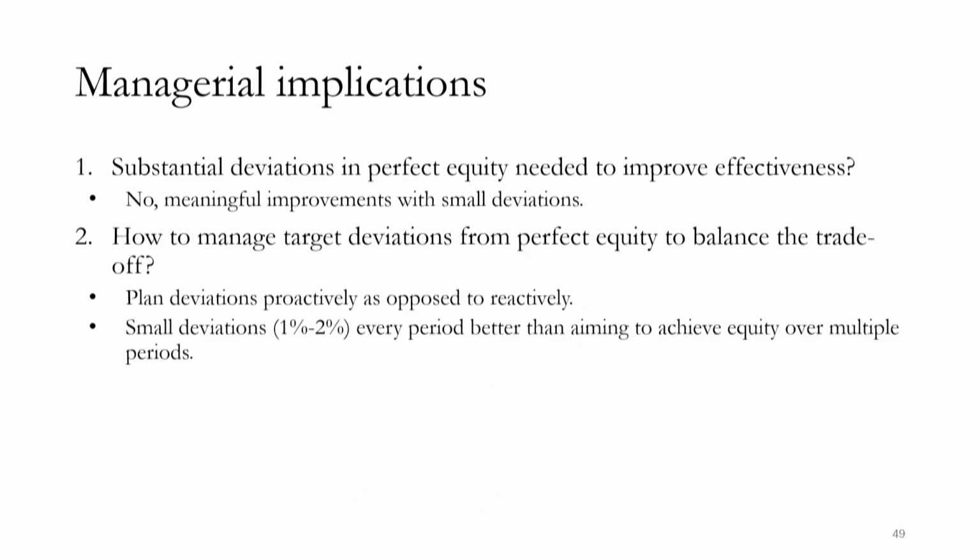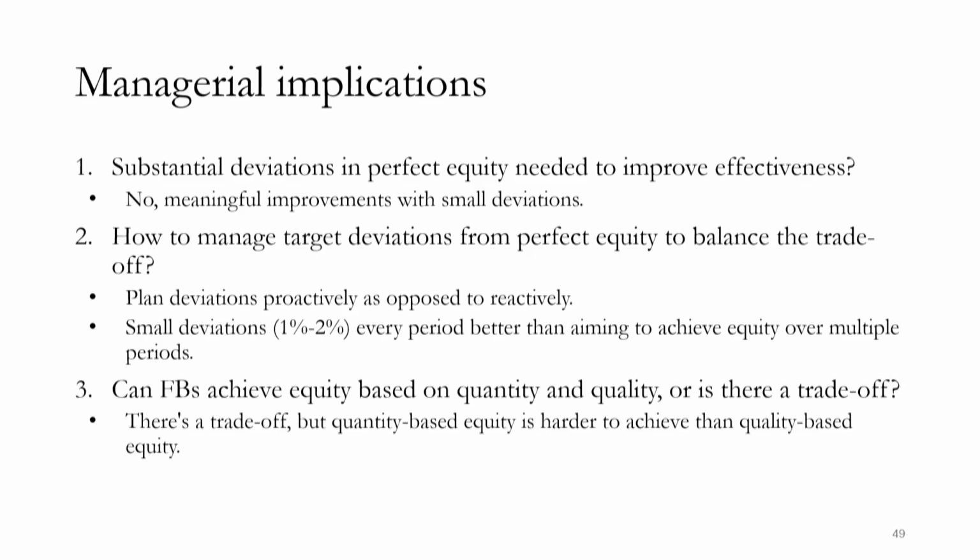We also found that small deviations every period, or with every distribution, give us a better solution than trying to achieve equity over multiple periods. So it results in better equity and better food waste. And finally, in terms of the trade-off between quality and quantity, we found that there's actually a trade-off between these two different equity metrics, and that equity is harder to achieve for quantity-based equity than it is for quality-based equity. Again, this was a high-level overview. Please see our paper for details.